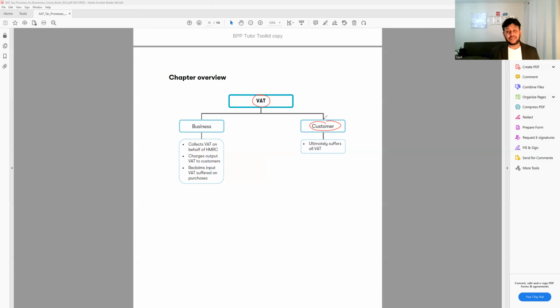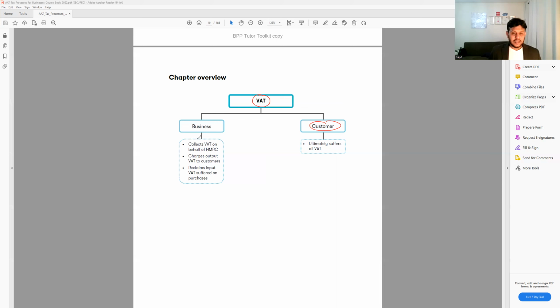We called it input VAT. All the input VAT is recoverable by this business. But the ultimate consumer, for example, people like you and me, who actually consume the product, we buy the product, we use it, we have no place to claim the VAT. So it is ultimately suffered by the consumer, the ultimate customer.